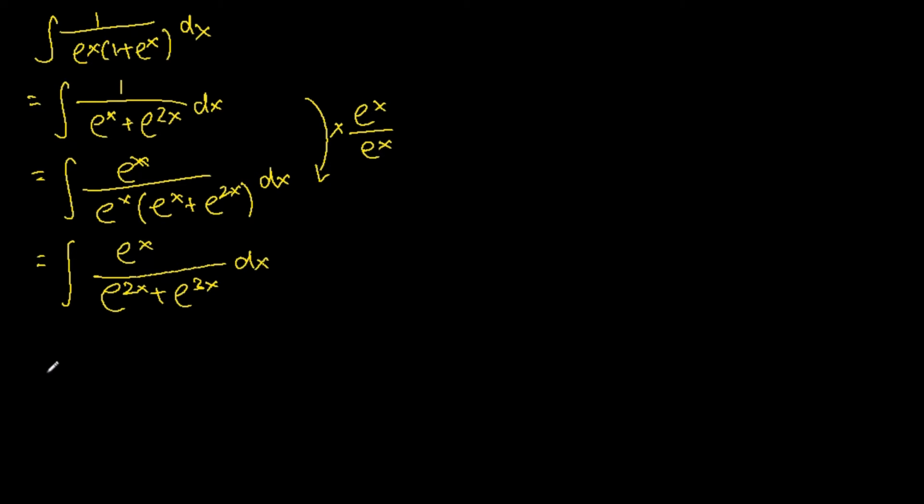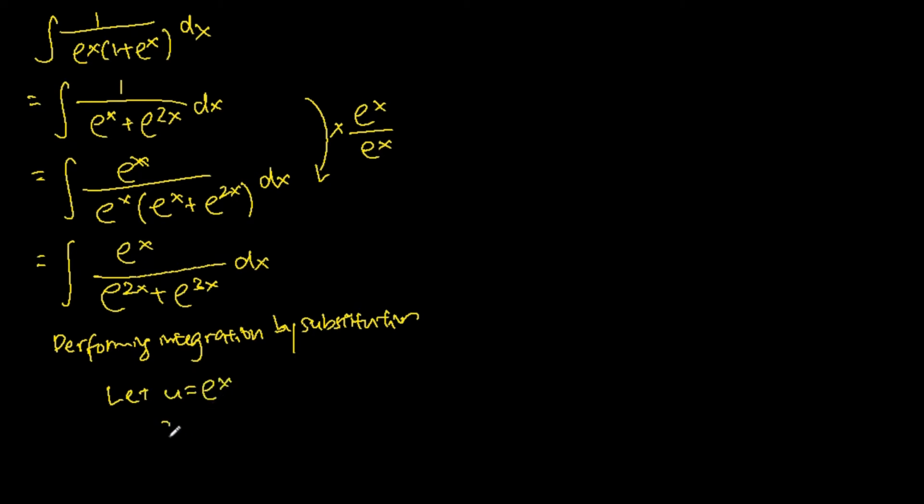Following which, I will use one integration technique which is called integration by substitution. Then we let u be equal to e to the power x, and we differentiate u with respect to x. This gives us e to the power x, and when we multiply both sides by dx, we get du is equal to e to the power x dx.